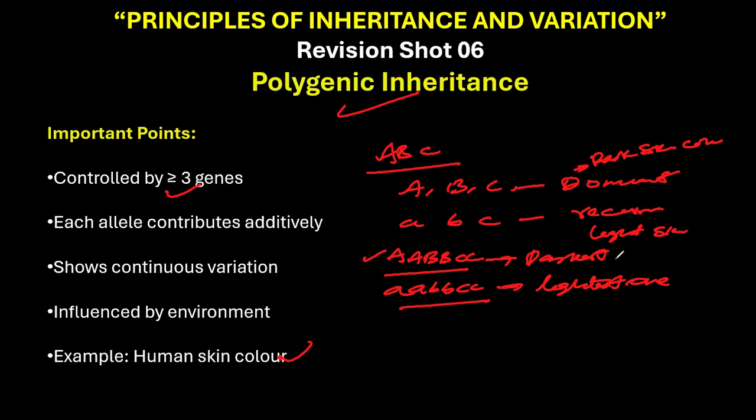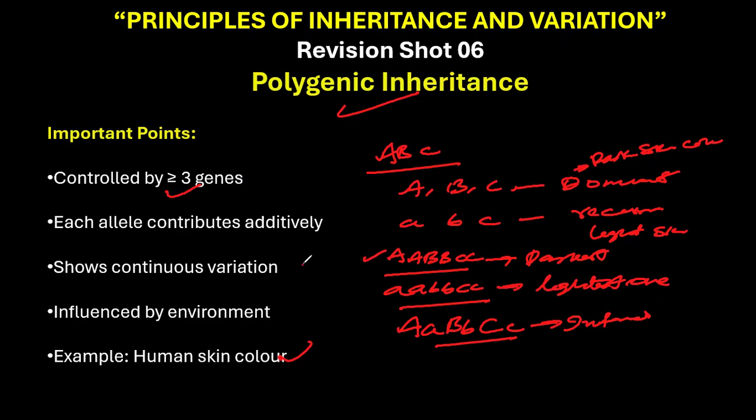Thus, the degree of darkness depends on the total number of dominant alleles, and the phenotype shows continuous variation rather than discrete categories. Like if we have a new combination, capital A, capital B, small b, capital C, small c, this will be intermediate skin color.